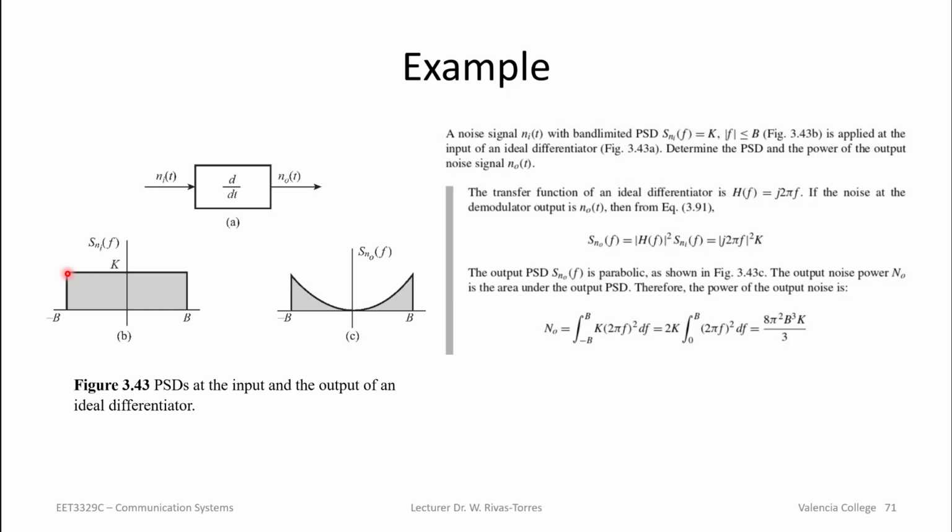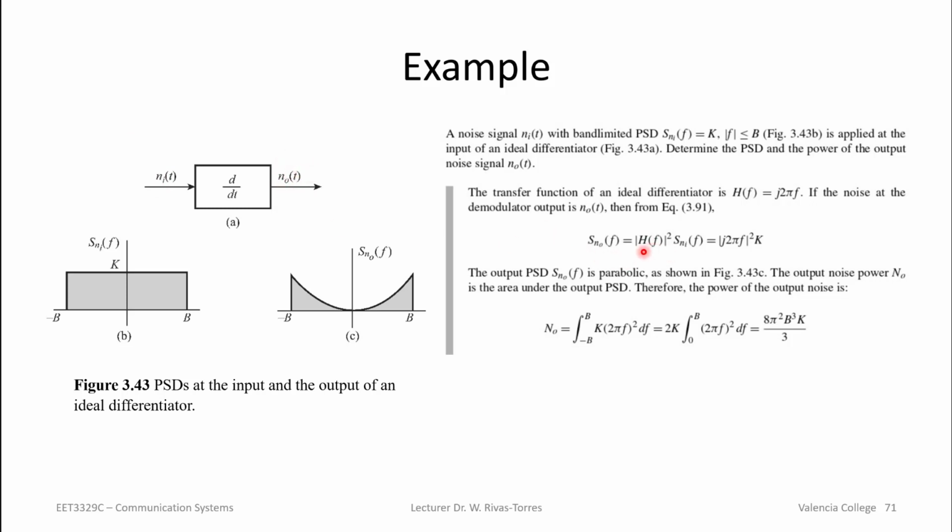So let's say we have a certain noise with a value of k, and we are going to band limit it between minus b and plus b. We want to determine the power spectral density and the power of the output noise signal of our system here. We're going to start off by assuming that we have an h of f, and this is going to be input into an ideal differentiator. So we're going to have a certain noise at the input, and we want to know how much the noise at the output is.